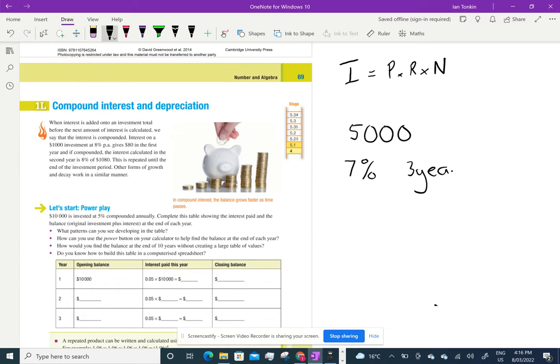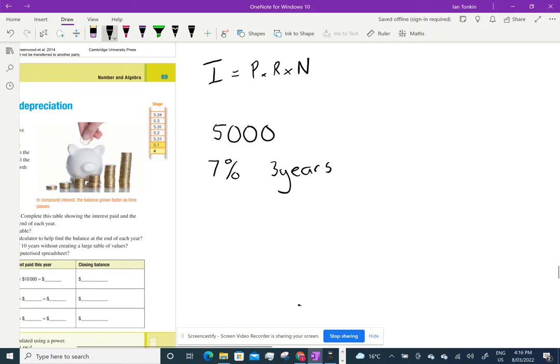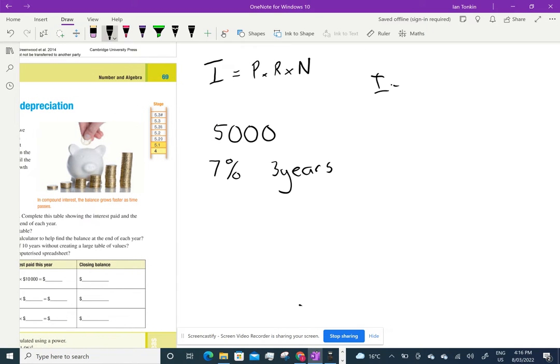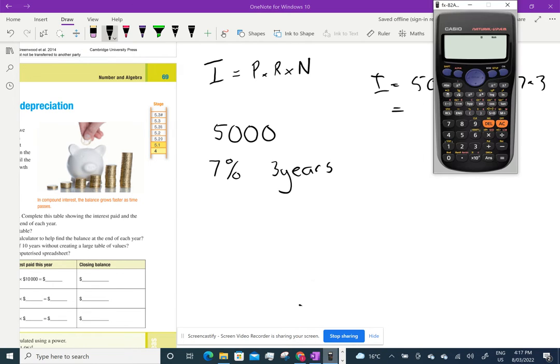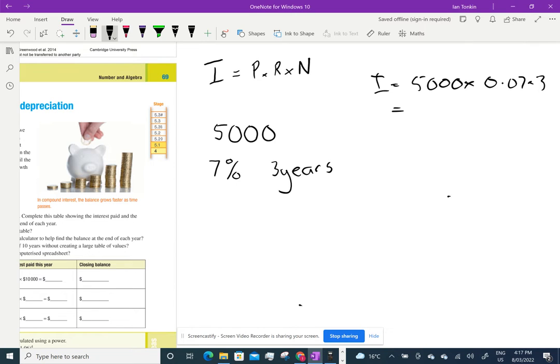Now, normally you'd just go, well, the interest is 5,000 times 0.07 times 3. And I'm going to actually do that. So I'll pull my calculator up. 5,000 times 0.07 times 3. And what is that? 1,050.